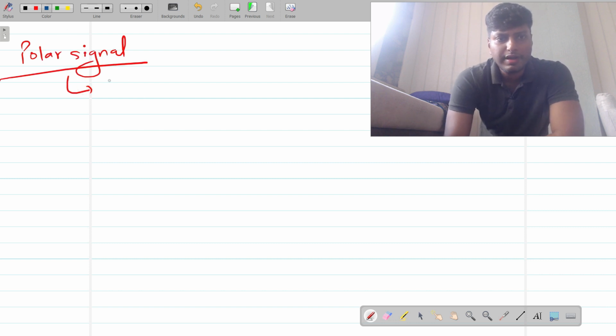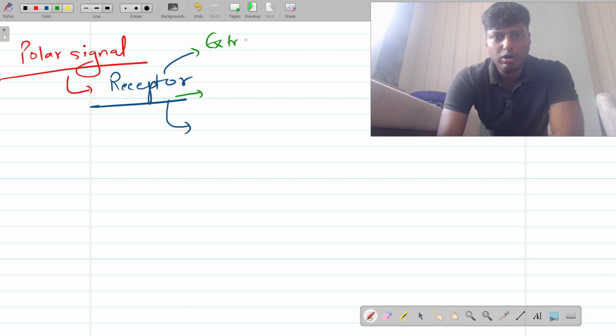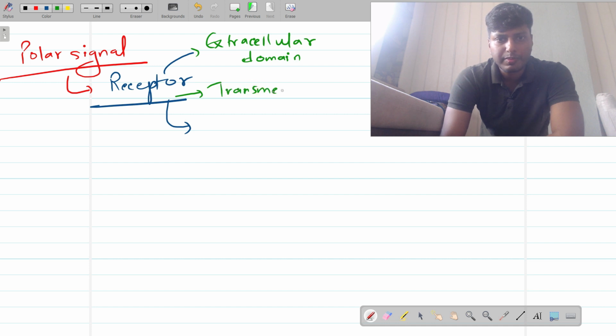Now in case of a polar signal, the polar signal reacts with the receptor, and this particular receptor has three parts which are nothing but the extracellular domain part, the transmembrane part, and the intracellular domain region.